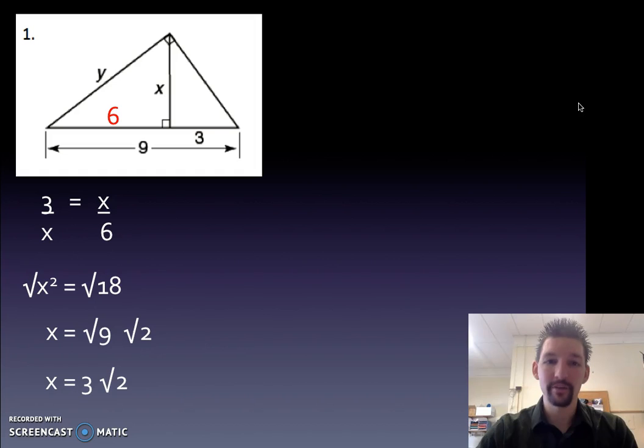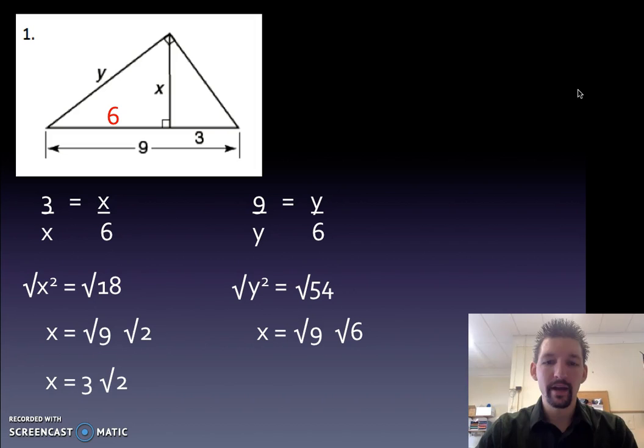Now for y, it's a little tougher to set up that mean proportional to get it going. So what I've done here is 9, which is the hypotenuse of the big triangle, over y, which is the long leg of the big triangle. And then I've done y, which is the hypotenuse of this inside triangle here, over 6, which is the long leg of that triangle. And then from there, you're going to cross multiply, take the square roots, and end up with a final answer of 3 radical 6 when you simplify that down. Again, it takes some practice to set up the proportion in the beginning, so we are going to practice that a lot as we move forward here.